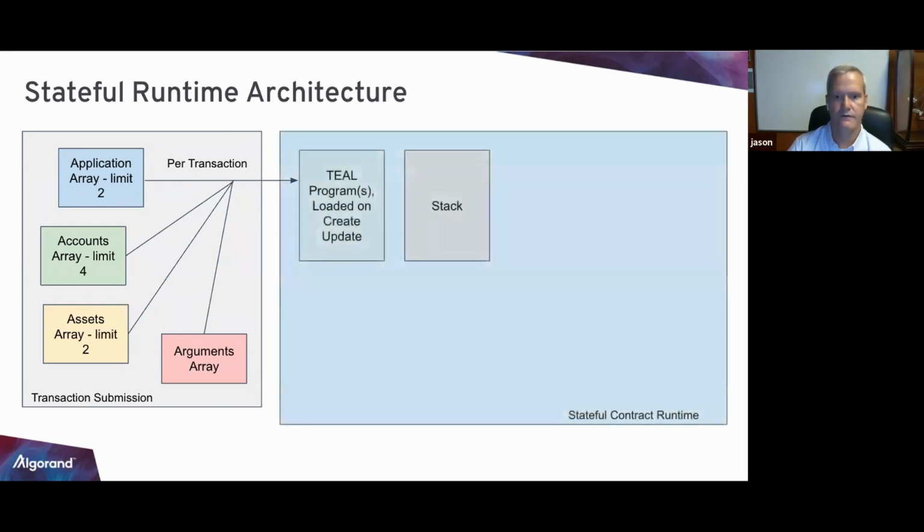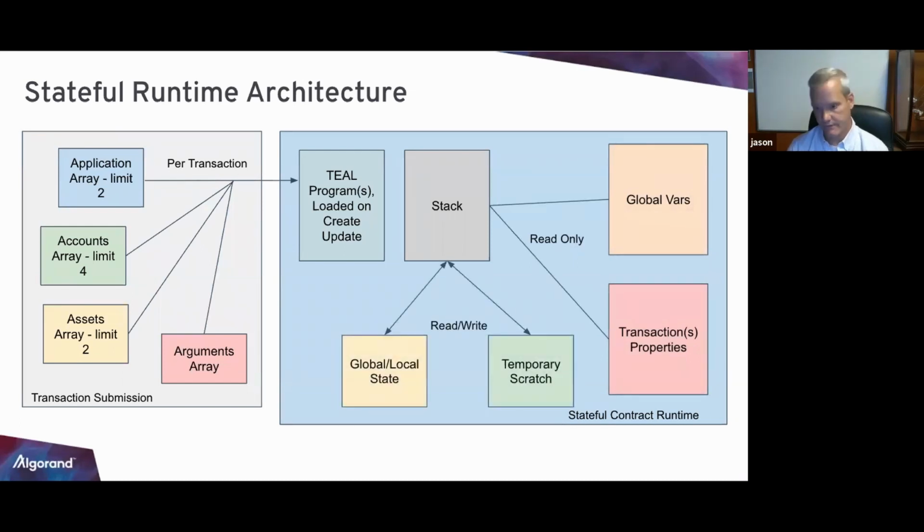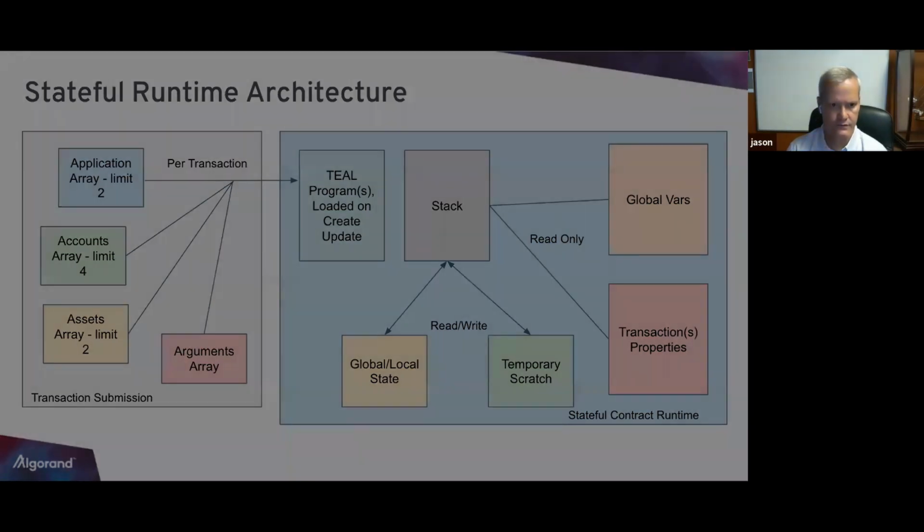Okay, so now they live. The TEAL program lives on the node and on the blockchain itself. So the stack's very much the same. It can read global variables and transaction properties. But in addition, it has a temporary scratch as well, and it has global and local state. That's the big key differentiator. In addition, with some of the opcodes that you'll see in the programs, you have a little bit more access to additional opcodes. And I'll show you how to tell the difference between what opcodes can be used where as we get further into the talk.